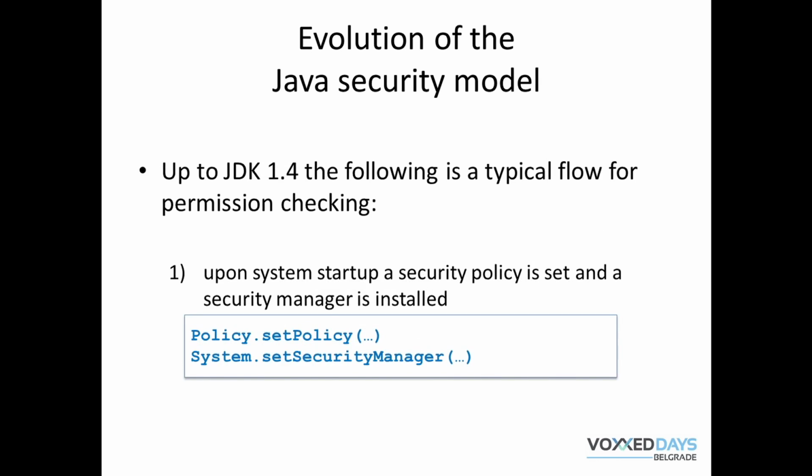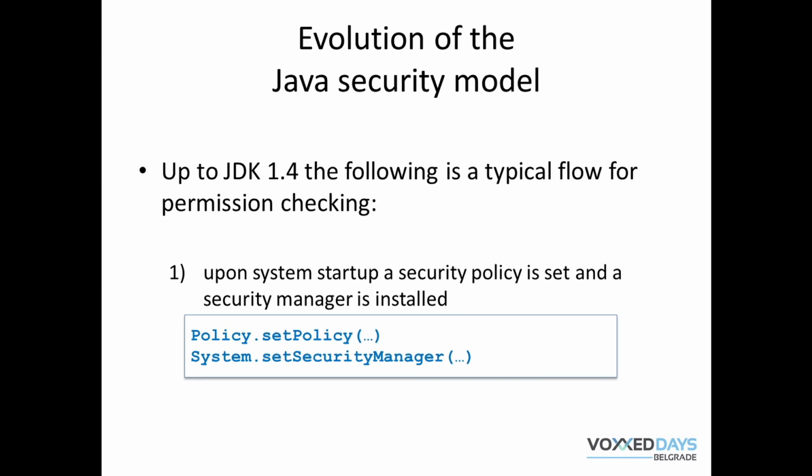Okay, so up to JDK 1.4, we had a very well-defined flow for permission checking using the new security model introduced in version 1.2 of the JDK platform. When the system starts up, it first needs to set the security manager. When an application server or an OSGi framework starts up, it needs to provide a security manager instance that is used to check whether the system has some permissions to do something.